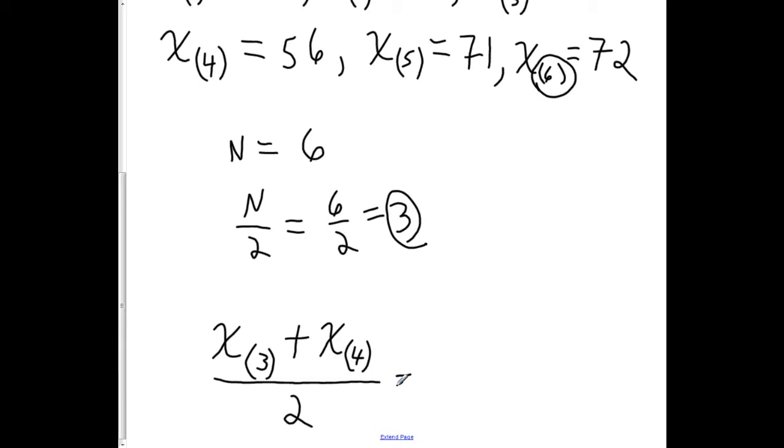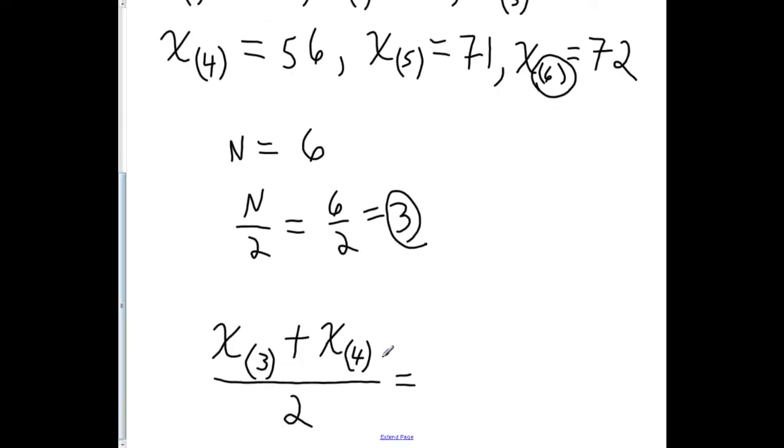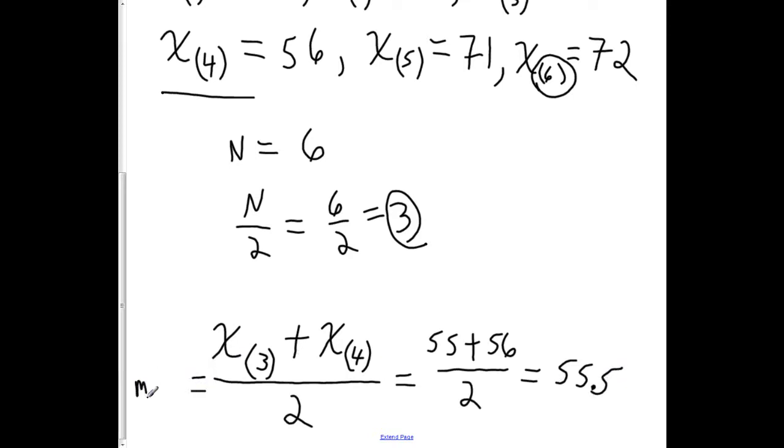So let's see what that's equal to. x3 is 55. x4 is 56. We have that right here. And when I divide that sum by 2, I get 55.5. And this is the value of our median.